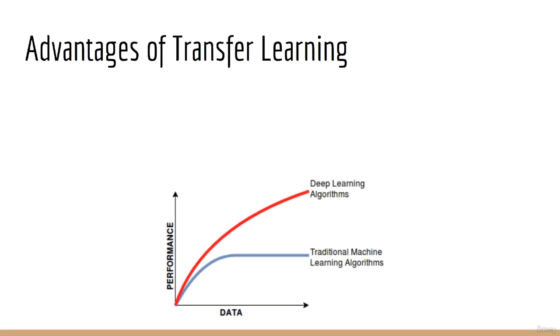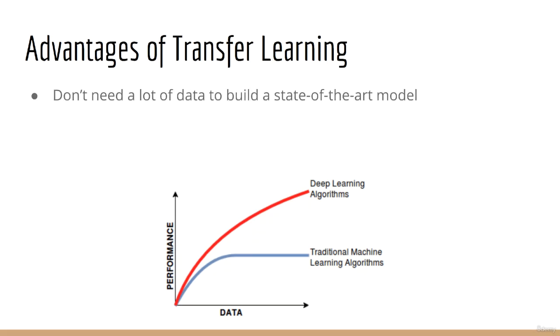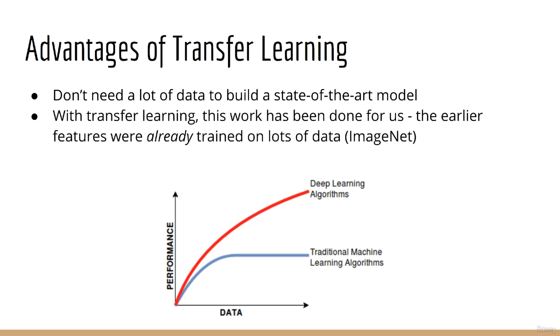One major advantage of using transfer learning is that you don't need a lot of data to build a good model. You might recognize this graph, which basically says that the more data you have, the better your deep learning model is. This is opposed to classic machine learning methods, which tend to plateau after a certain point. So you might think, in order to build a good deep learning model, you must have a lot of data, which will in turn make your neural network take a long time to train. But with transfer learning, this work has been done for us. We don't need a lot of data because the earlier features were already trained on a lot of data. More data than we could have practically handled ourselves.